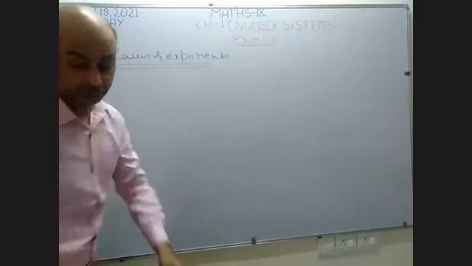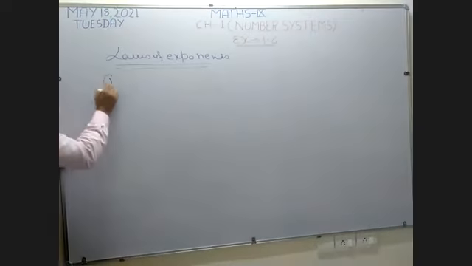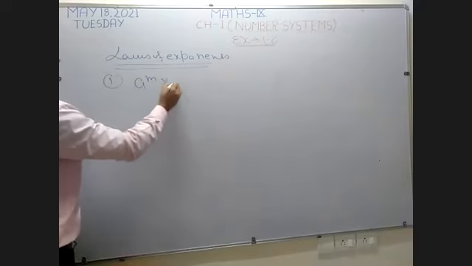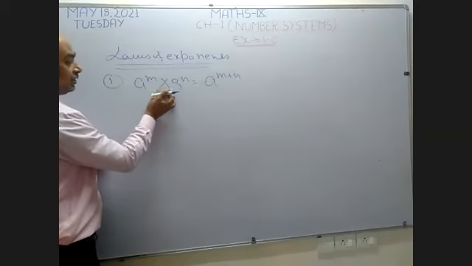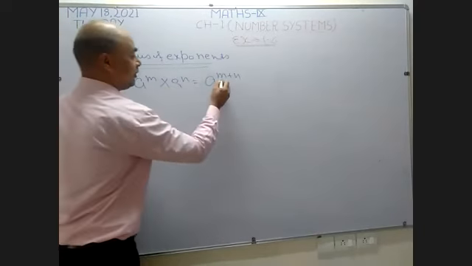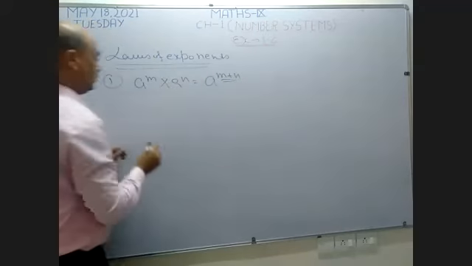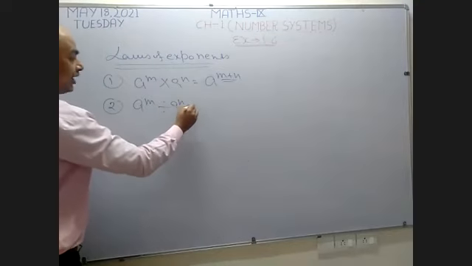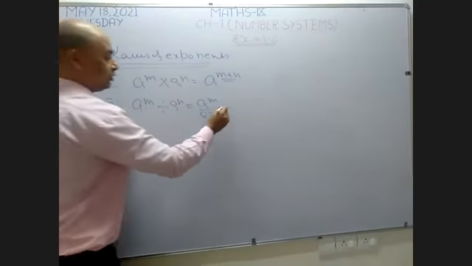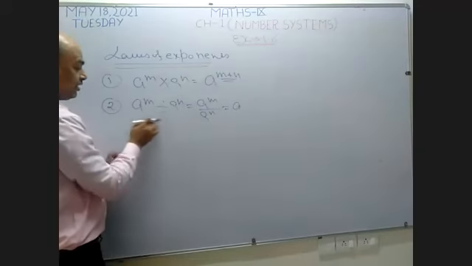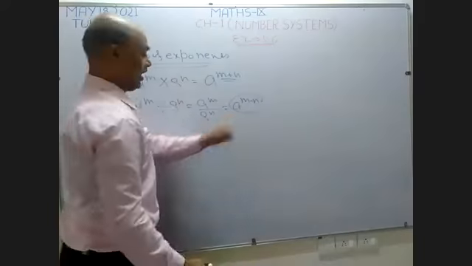Now I want to explain. First rule, a raised to power m into a raised to power n is equal to a raised to power m plus n. When bases are same and a multiplication sign is between them, then the answer becomes a power m plus n. Second rule, a raised to power m divided by a raised to power n. So this can be written as a upon n, a upon n. So when division sign is there and base is same, the answer becomes m minus n. A raised to power m minus n.